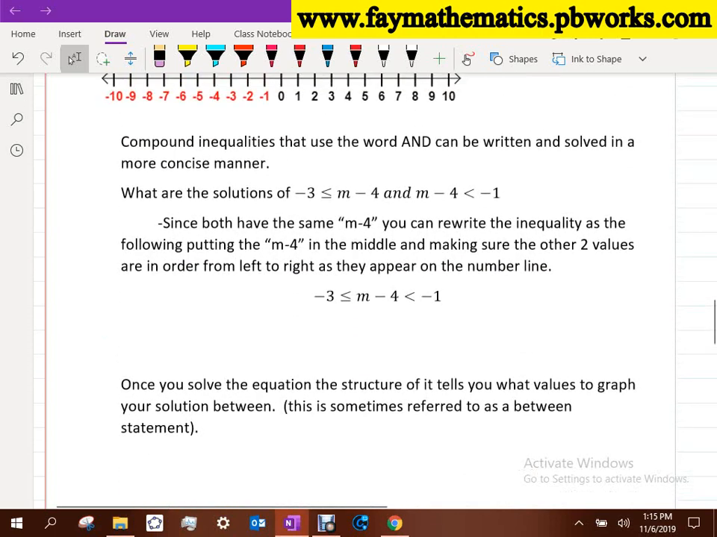It says compound inequalities. Compound inequalities that use the word and. This only works for and. You never do this with the word or. Okay? Can be written and solved in a more concise manner.